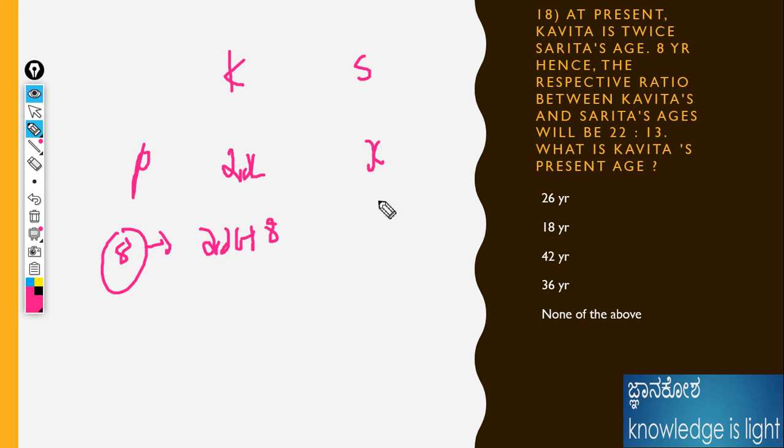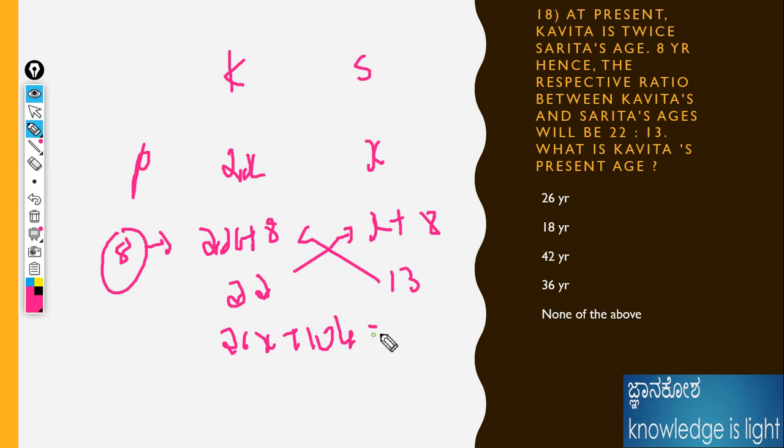and x plus 8, 8 years since. The ratio between Kavita's and Sarita's age is 22 to 13. 22 and 13 is the ratio. This is the direct question. Easily we can calculate by cross multiplication. 13 times 2x is 26x, 13 times 8 is 104, equal to 22x plus 22 times 8 is 176.